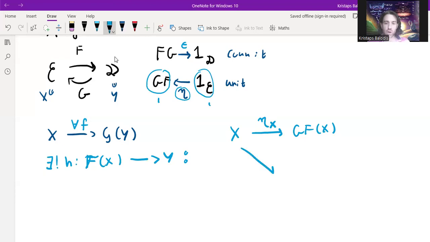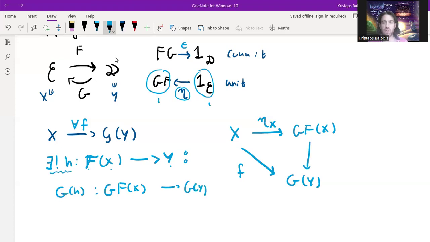And what's going to be true is, I also have this map f that I chose that just goes into GY, right? And H is a map. In fact, it's the unique map that does the following thing. It goes from FX to Y. So in particular, GH goes from GFX to GY, right? So that's going to fit in this diagram here.